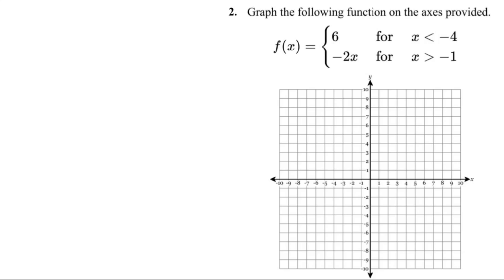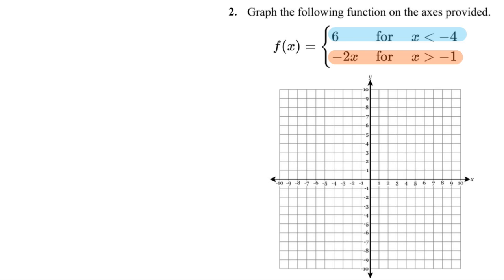To graph this piecewise function, we have to have two different equations again. So y equals 6 when x is less than -4 on the domain, and then y equals -2x when x is greater than -1 on the domain. This can be a bit more challenging because we're dealing with a ray.